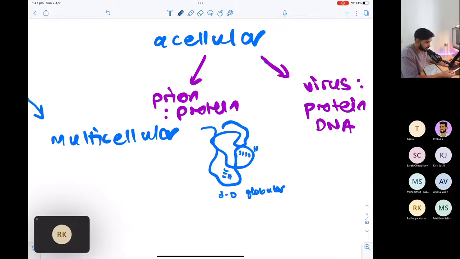Primary is just a chain of amino acids that isn't folded in any way at all. Secondary is when you have beta sheets and alpha helixes. You don't see that being shown here, right? And tertiary is when it's folded in a 3D shape.